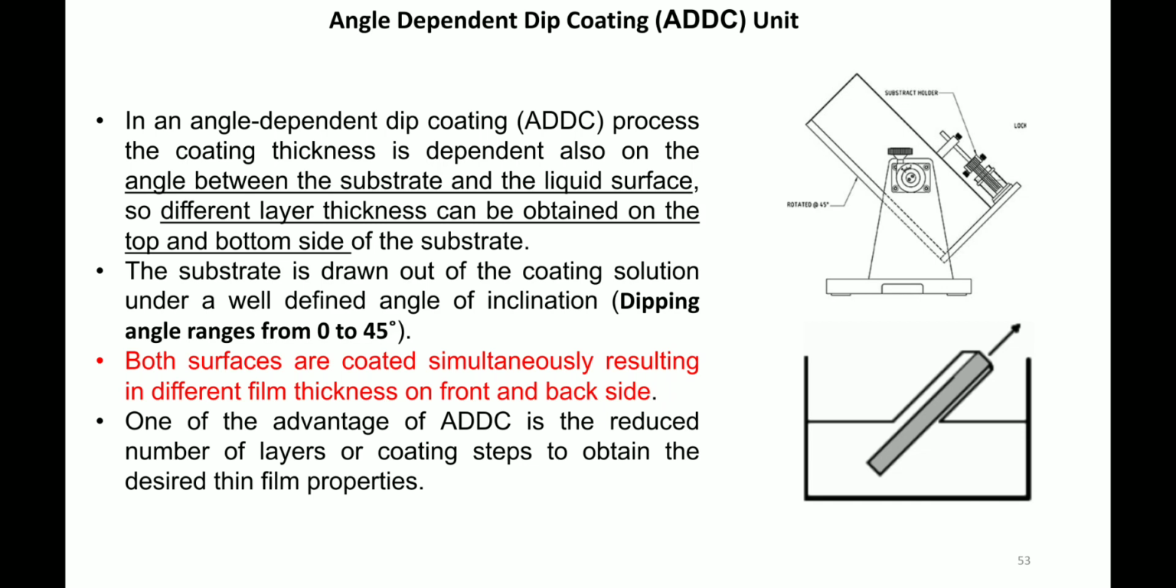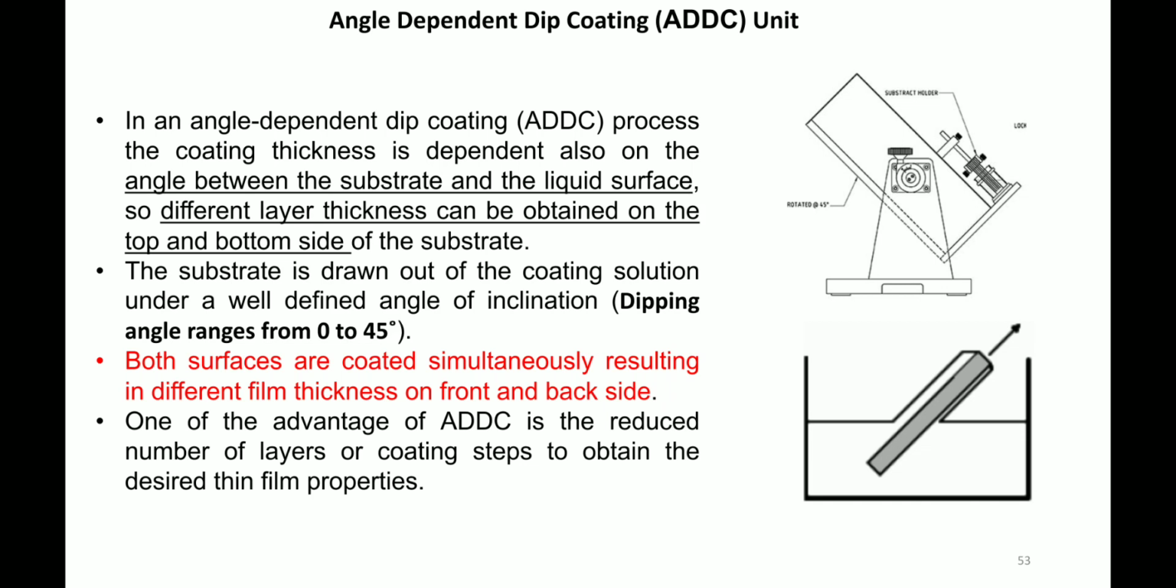The substrate is drawn out of the coating solution under a well-defined angle of inclination. The dipping angle can range from 0 to 45 degrees. If it is 0, then it is a normal dip coating process. If it is above 0 up to 45 degrees, then it is angle dependent. Both surfaces are coated simultaneously, resulting in different film thickness on the front and back side.